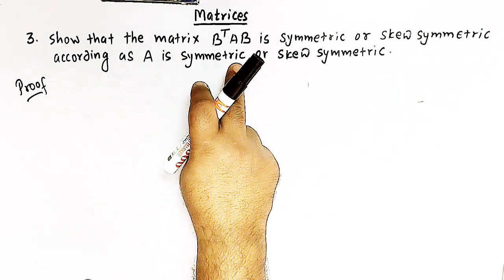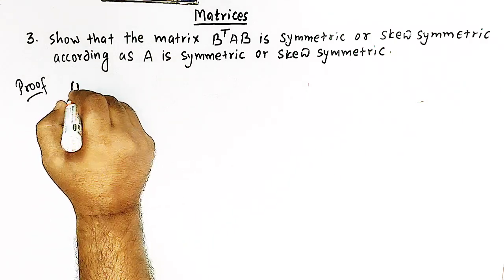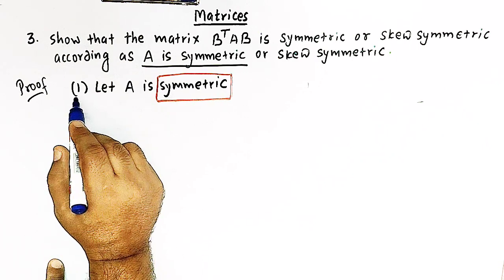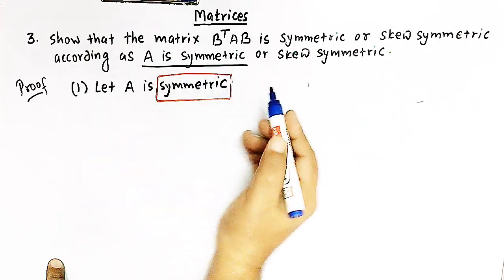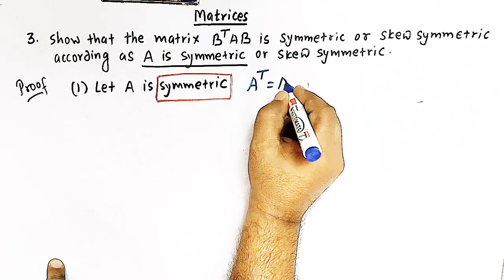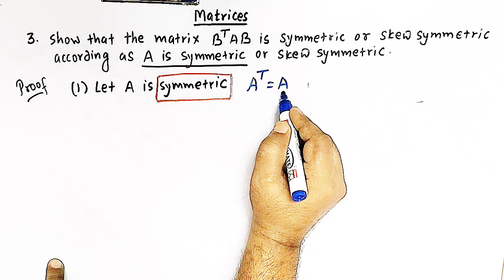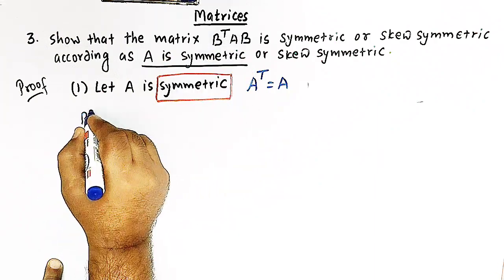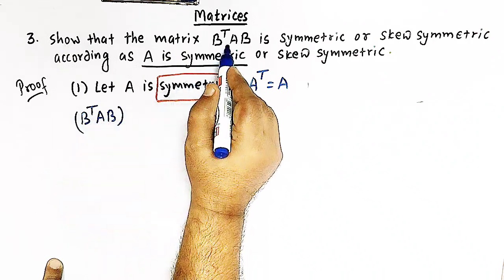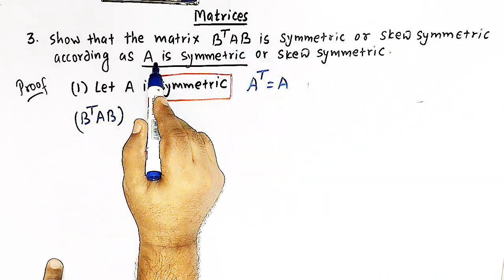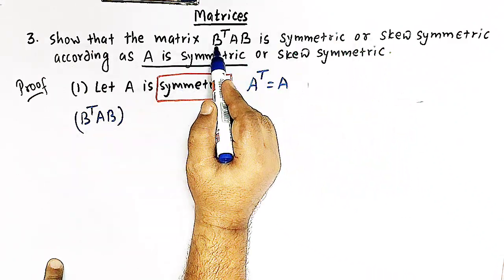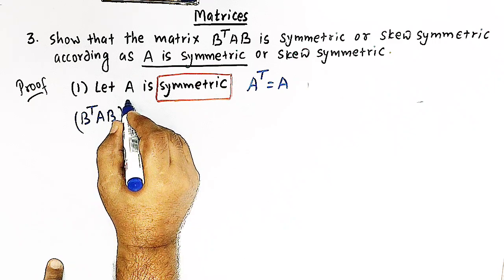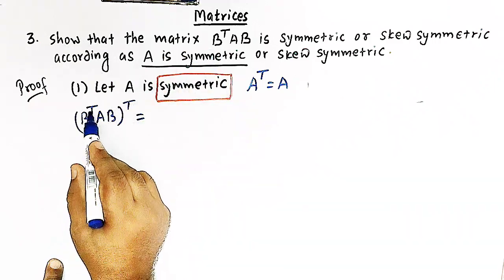So here we'll prove this result by first assuming that A is a symmetric matrix, right? So let us first assume that A is a symmetric matrix, that is A transpose is equal to A, that is the transpose of matrix A is equal to the matrix A, right? So now let us consider this matrix, B transpose AB, and we have to show that this matrix is symmetric if A is symmetric, right? And in the second part we'll show that this matrix is skew symmetric if A is skew symmetric, right? So let us now consider the transpose of this matrix B transpose AB, right?